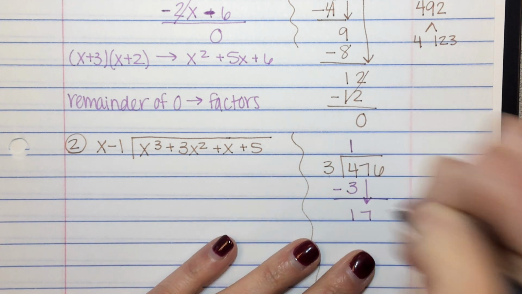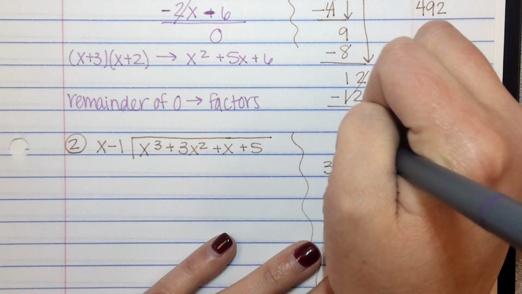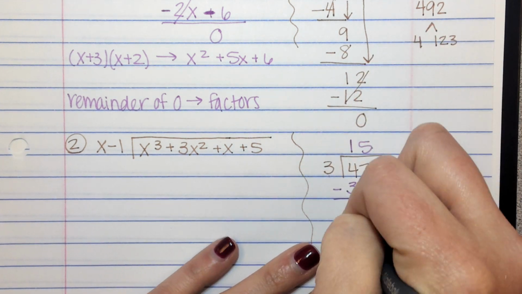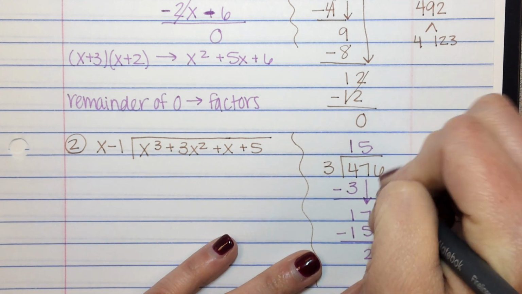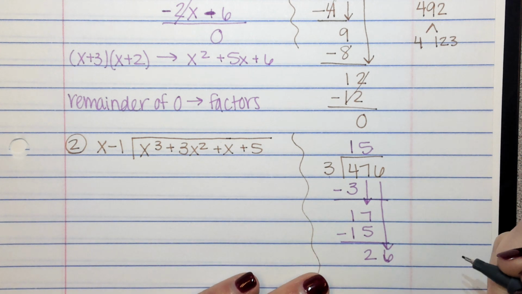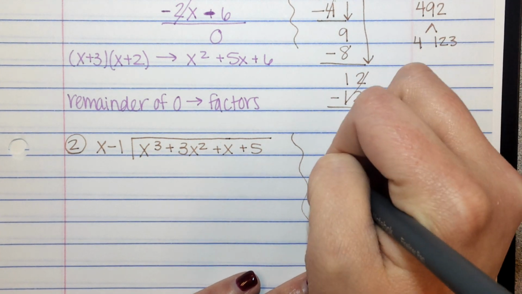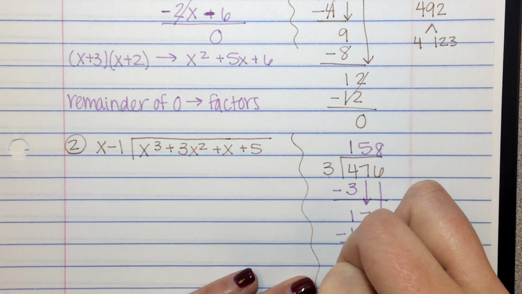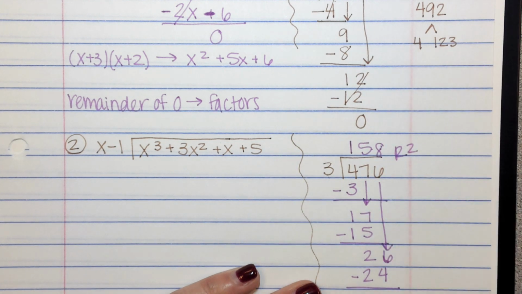Bring down the 7. How many times does 3 go into 17? 5. 5 times 3 is 15. Change the sign. Left with 2. Bring down the 6. How many times does 3 go into 26? 8. So 8 times 3 is 24. Change that sign. We're left with a 2. So the remainder is 2.